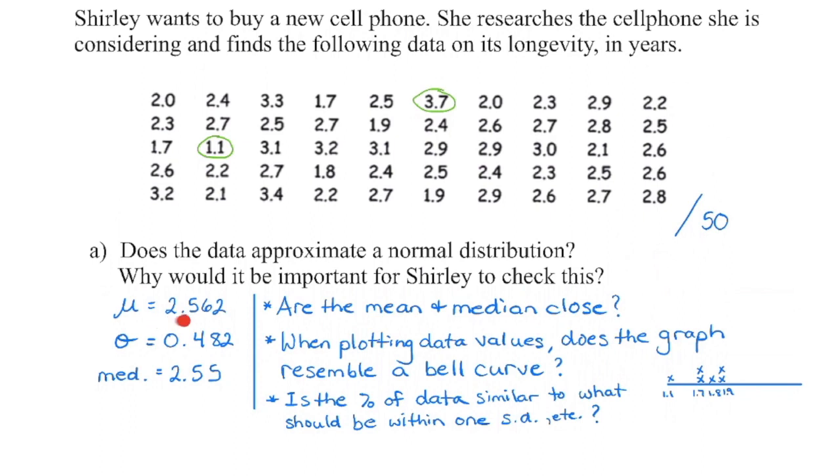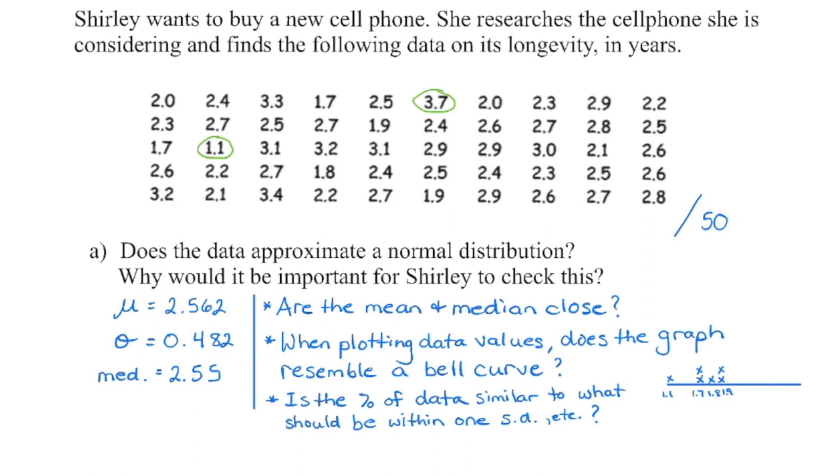So I calculated my mean, I calculated my standard deviation, and I also pulled the median from that list of data. Now we do need to know whether or not this data approximates normal distribution, because if it doesn't, we can't use those percentages on the bell curve to make any kind of a prediction, which is what she wants to do. So we always have to see, is this going to be normally distributed?